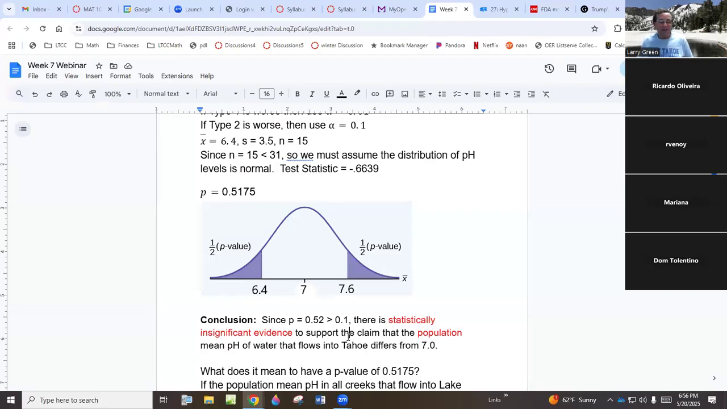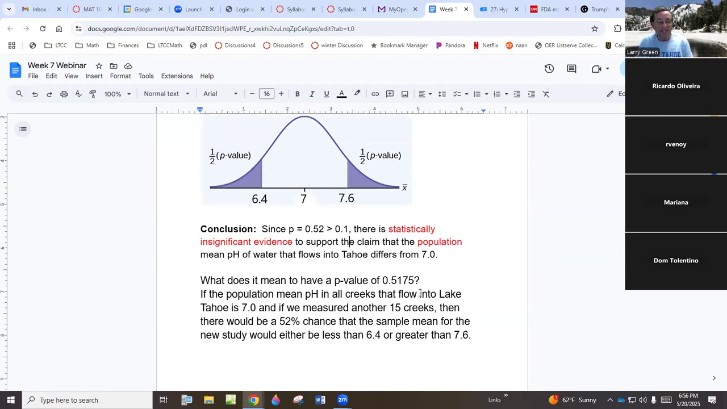It does not say the population mean is less than 7. It doesn't say it's greater than 7. Population mean is greater than 7 or less than 7 or equal 7. We don't know anything. We just have a fancy way of saying we don't know anything. Any questions on that?